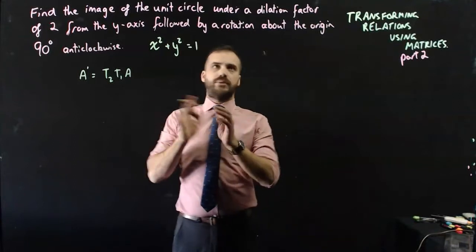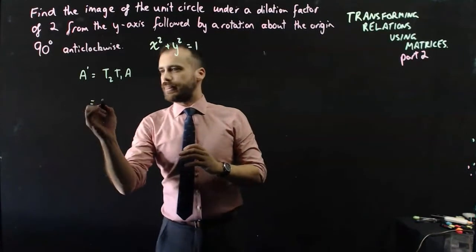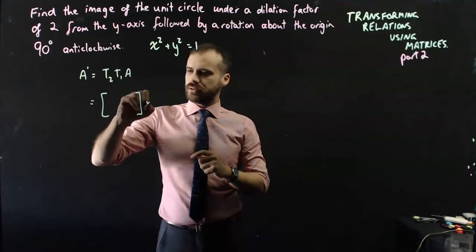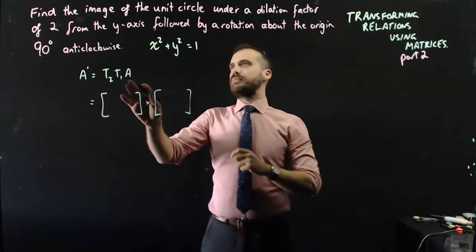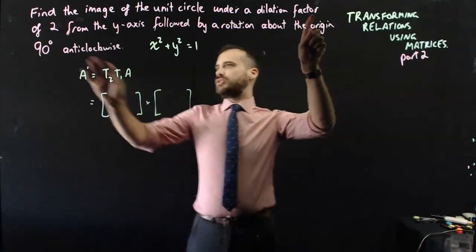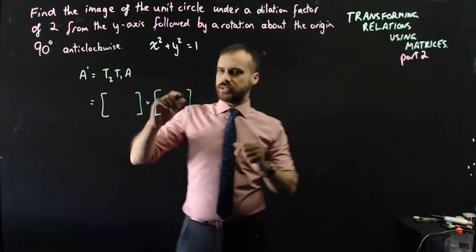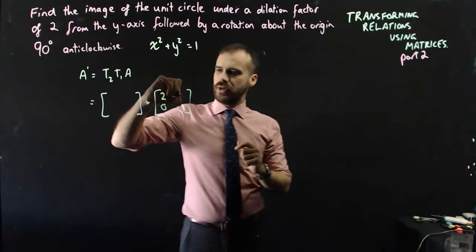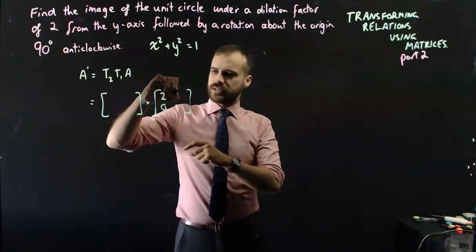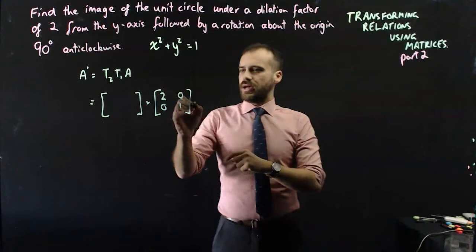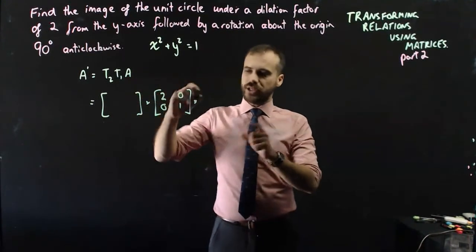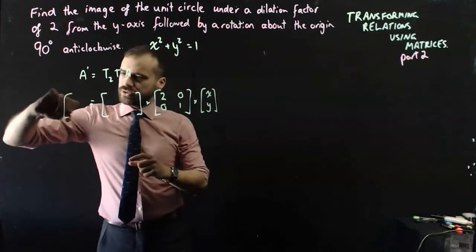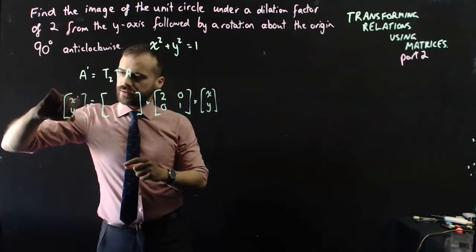Now we need to figure out what those transformations are. Transformation 2, I'll come back to in a minute because I need to think about that one. Transformation 1, under a dilation factor of 2 from the y-axis, that means that the x-coordinate's going to double, so 2, 0, and the y-coordinate's going to remain the same, 0, 1, and that's going to be multiplied by my object, which is simply x, y, and it's going to result in an image.